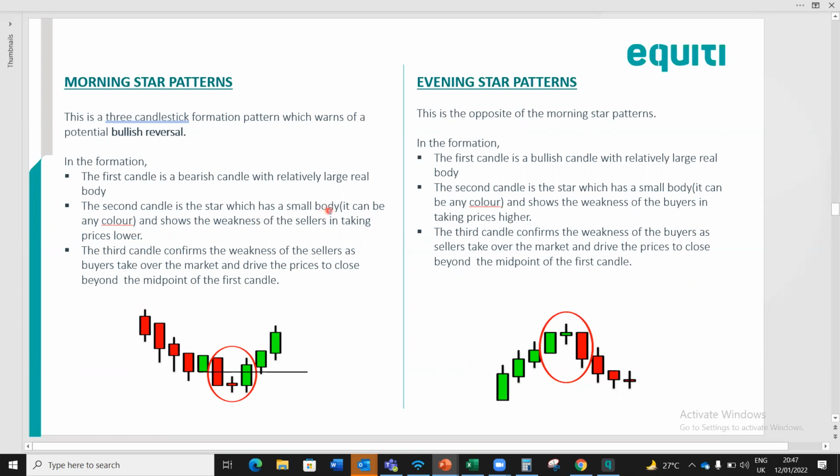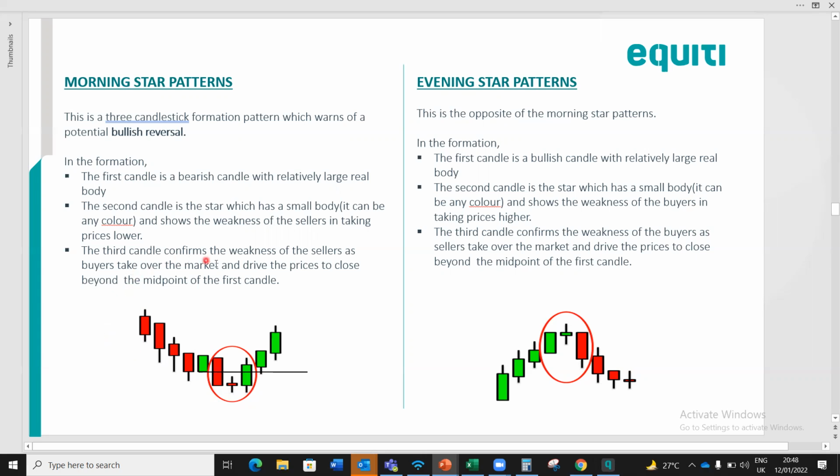But let it be that it has a small real body and shows the weakness of the sellers in taking prices low. This second candle looks like the spinning top. And we said one of the things that the spinning top does is to signal that the weakness of the buyers or sellers, depending on the previous dominating trend, is coming to exhaustion. So the trend has been bearish. If we find the spinning top after the Marubozu, it simply tells you that the strength of the sellers is getting to exhaustion. Now the third candle is what completes the whole setup.